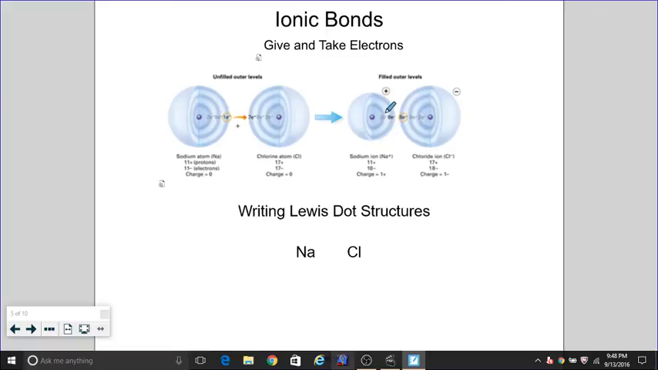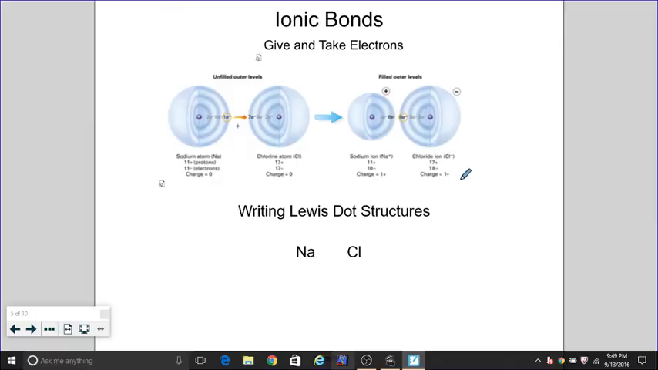Okay, now sodium has given it away. It doesn't have it anymore. So it still has 11 protons, but now it only has 10 electrons. So it has 1 extra positive, and we call that its charge. Okay, so we say it has a +1 charge. Chloride now has 1 extra electron. So although it still has 17 protons, now it has 18 electrons or negatives, so it has a -1 charge because it's got an extra negative.